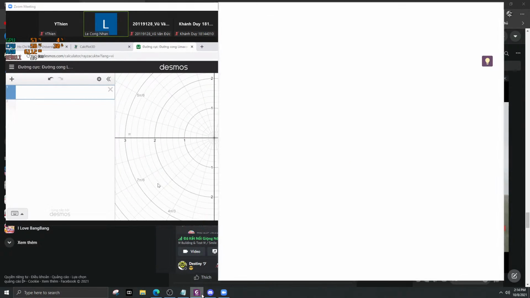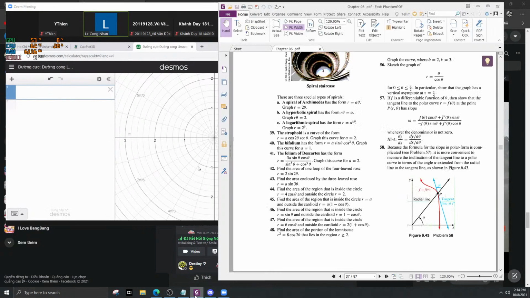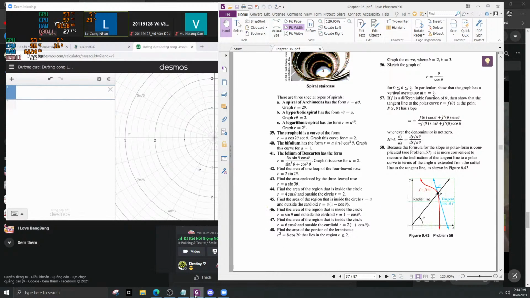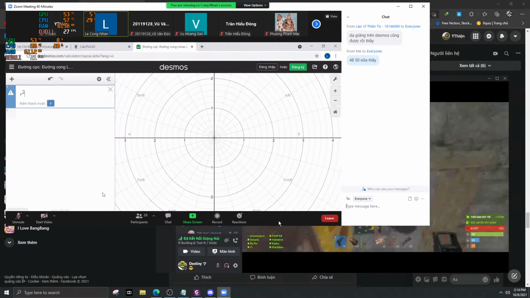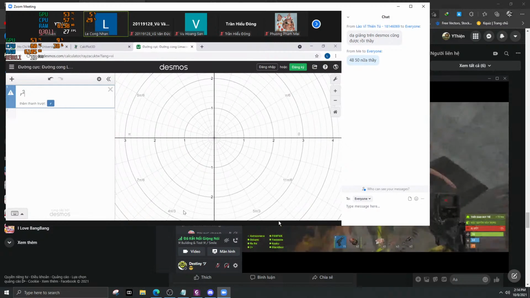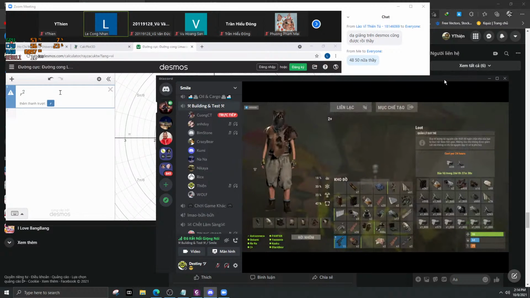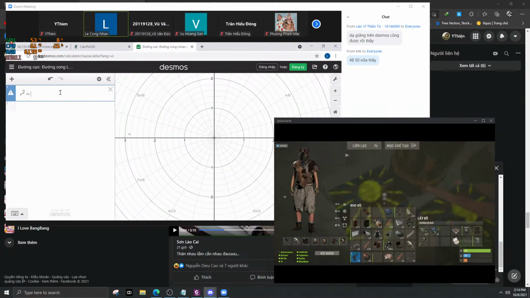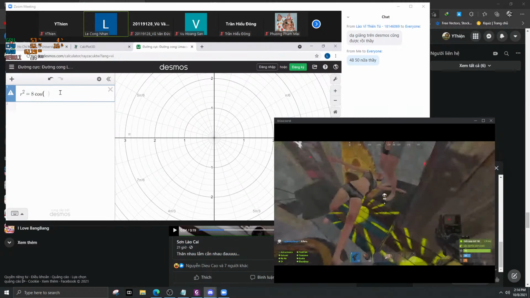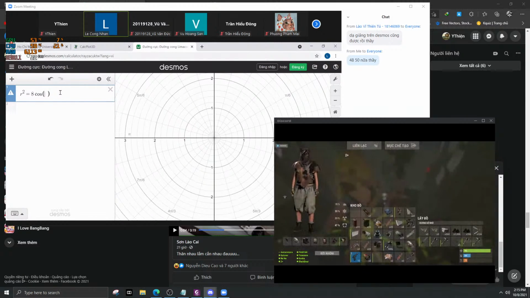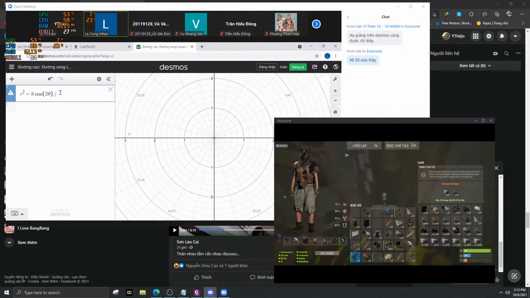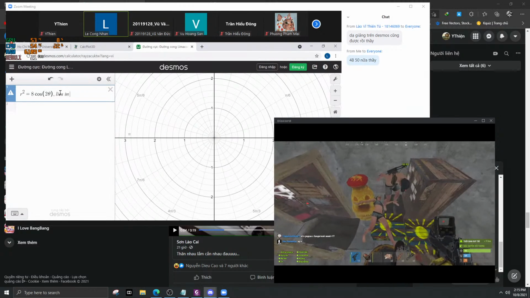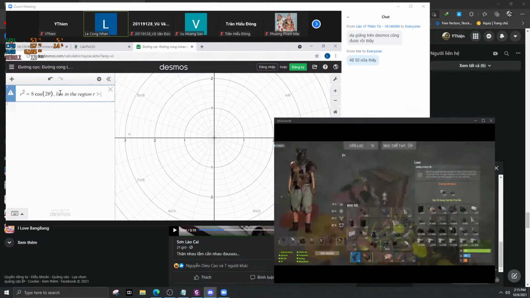40 and 50. Okay. So the problem 48. Find the area of the portion of the lemniscate r squared equals a times cosine of 2 theta that lie in the region r greater than or equal to 2. Okay.